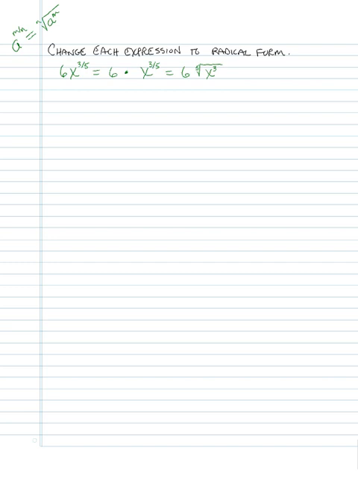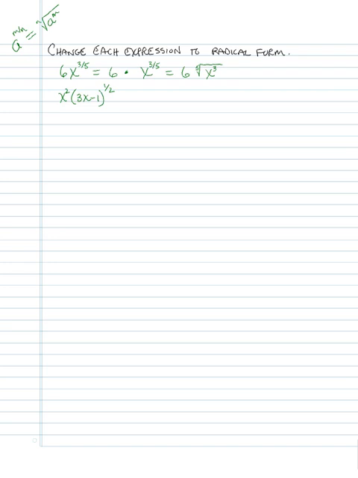Now, we might have a similar situation where it looks like x squared times 3x minus 1 to a power of 1/2. We might have something that looks that way. And the only thing that's going to invoke the idea of a radical form is that exponent of 1/2.